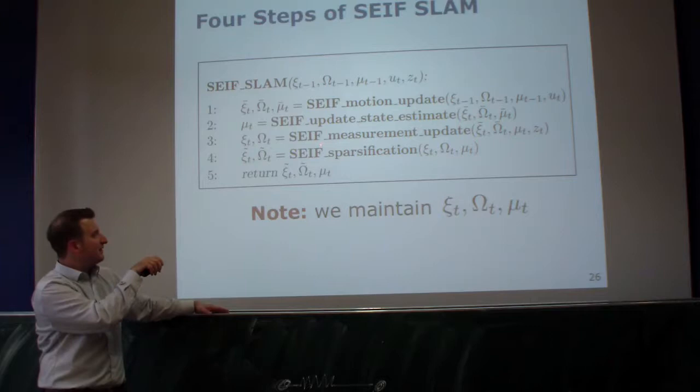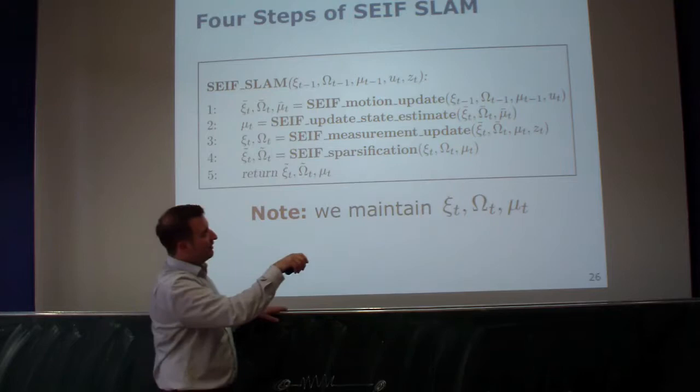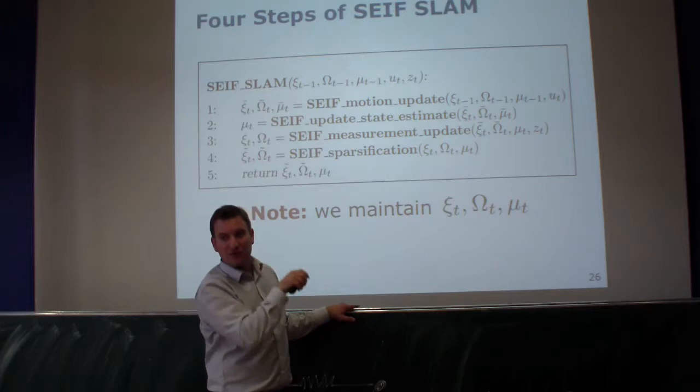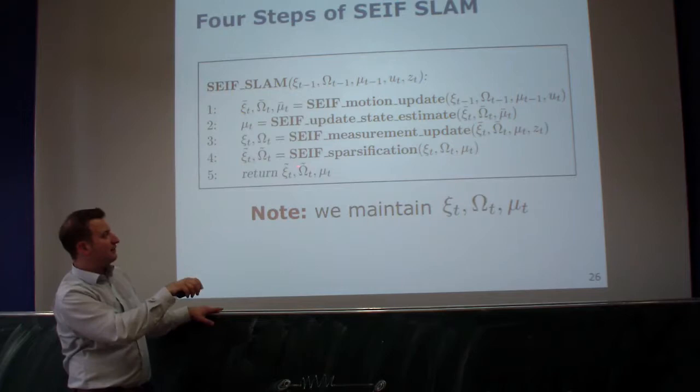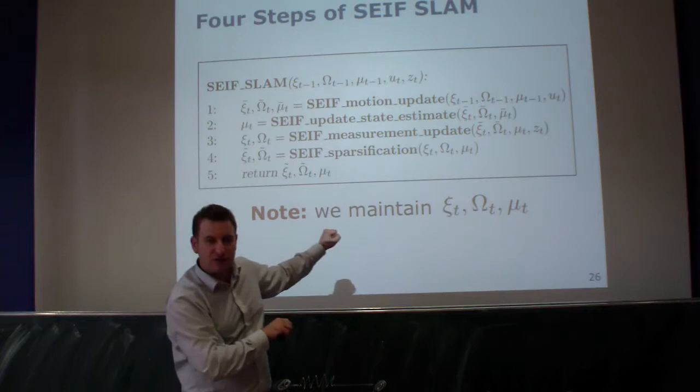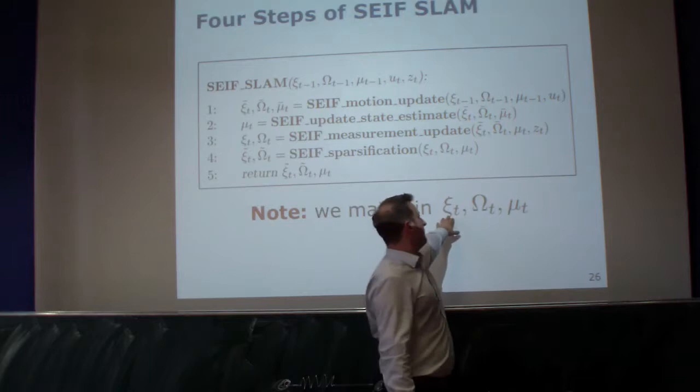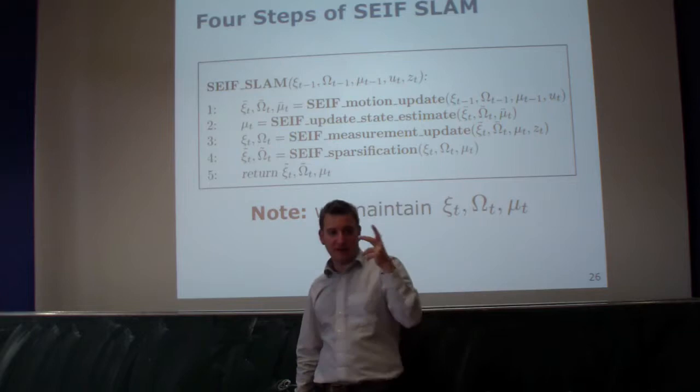Because for the measurement update, I need the mean as an input in order to know where the landmarks are and where the robot is, to compute the expected landmark estimation. And then in the last step, I do the sparsification step. So the difference between the extended information filter and the sparse extended information filter is that we now have three variables: information vector, information matrix, and the mean. So we need to maintain the three quantities.